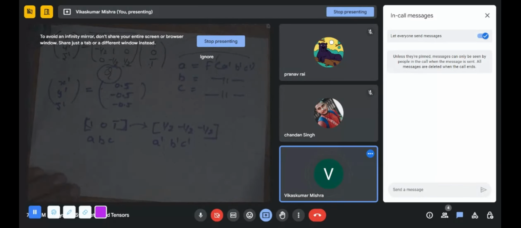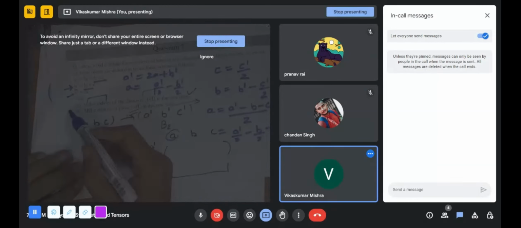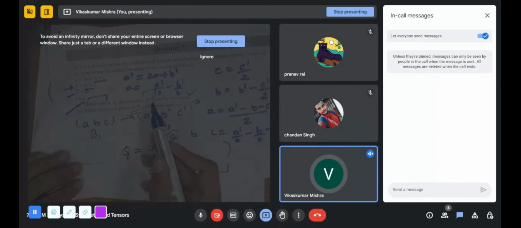Again, this was done for the direction 1, 0, 1 bar. What about the plane 1, 0, 1 bar? Now we need to find it for the plane also.